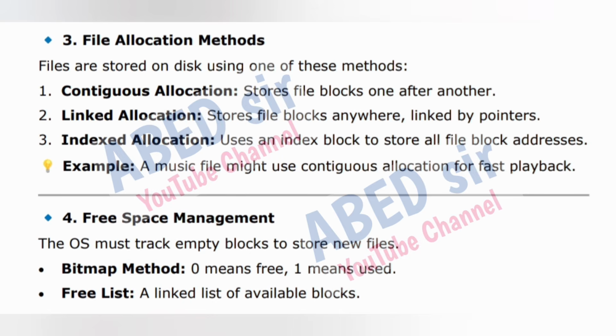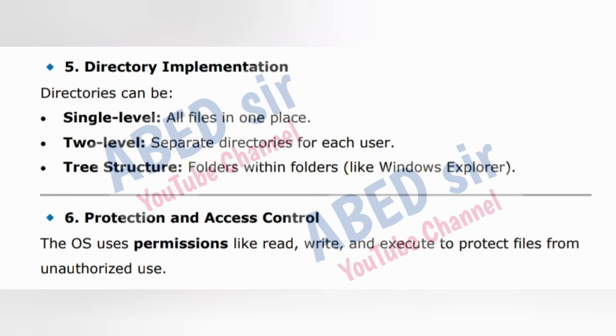4. Free space management. The OS must track empty blocks to store new files. Bitmap method, 0 means free, 1 means used. Free list, a linked list of available blocks. 5. Directory implementation. Directories can be single-level, all files in one place. Two-level, separate directories for each user. Tree structure, folders within folders, like Windows Explorer.